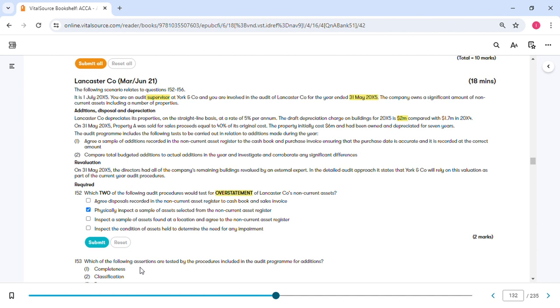See, assets are very critical. They are saying that the company has a significant amount of non-current assets, including a number of properties. Agree a sample of additions to purchase invoices, ensuring that the purchase is accurate and is recorded. The third one is not specific. You eliminate the third one. You choose between 1 and 4.